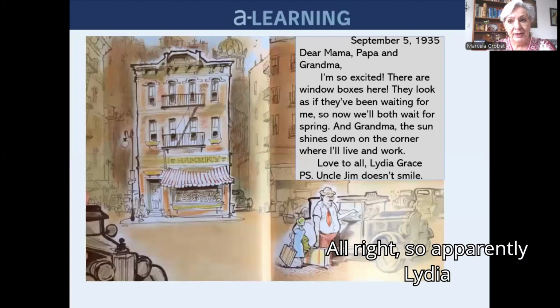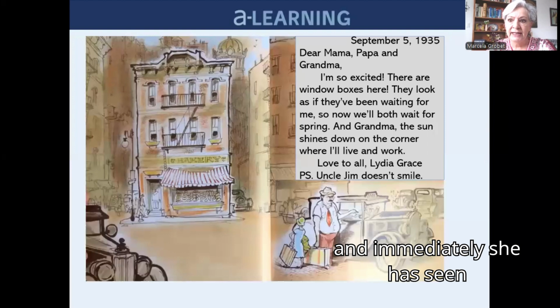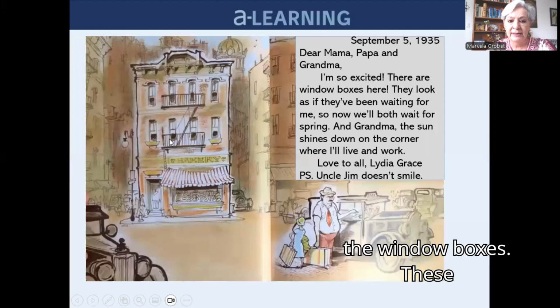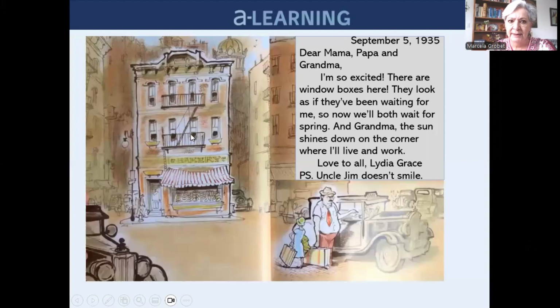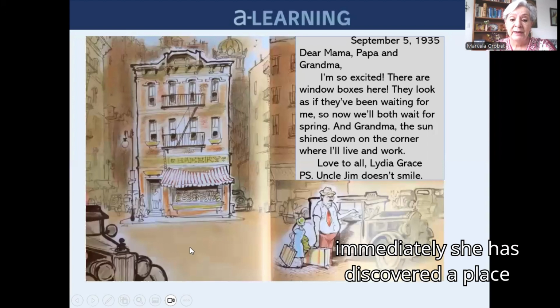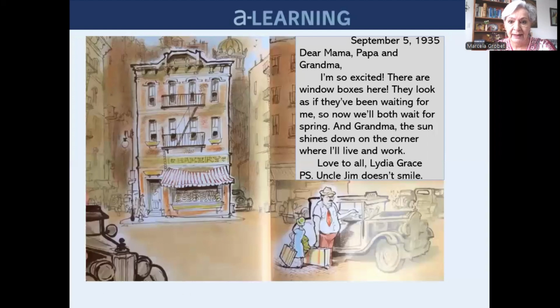All right. So apparently Lydia Grace looks excited about her new life. And immediately she has seen the window boxes. These things or small terrace places are called window boxes. Okay? So immediately she has discovered a place where she can grow plants. But in her postscript, she says, Uncle Jim doesn't smile.